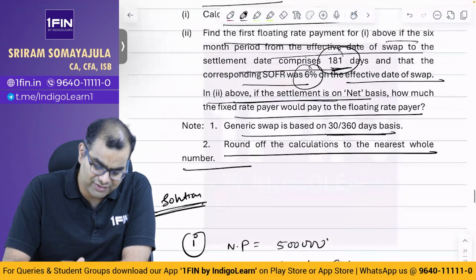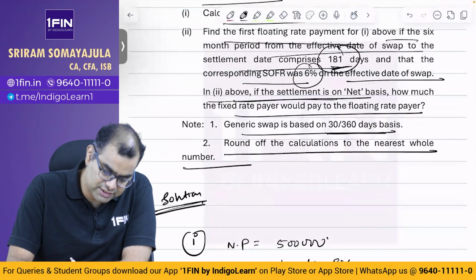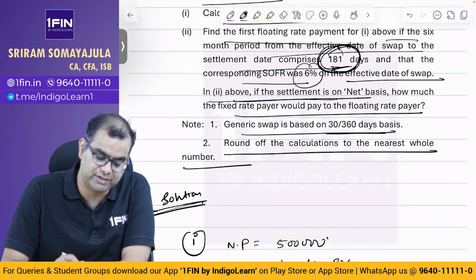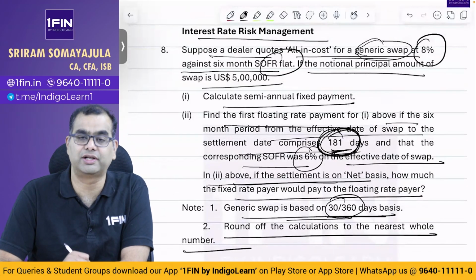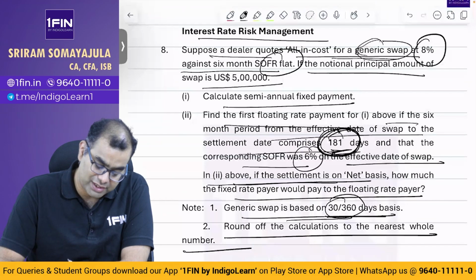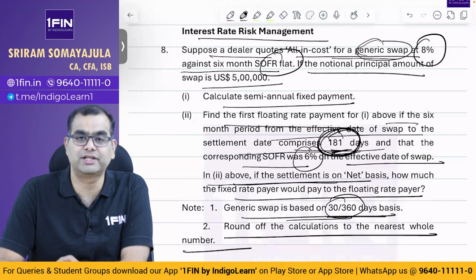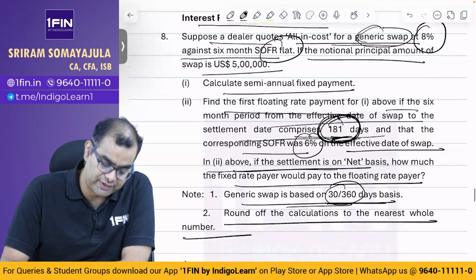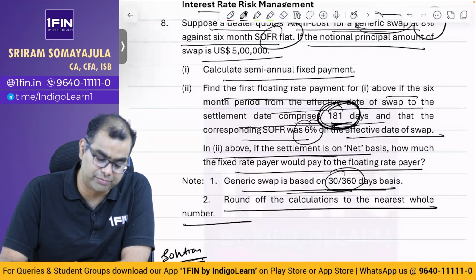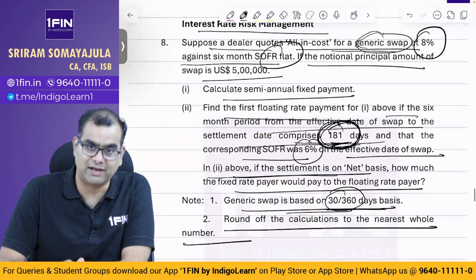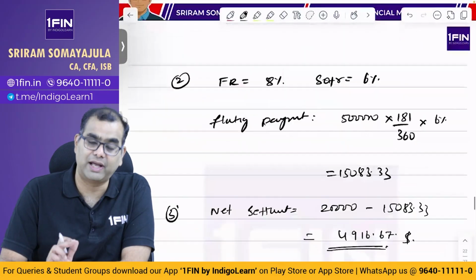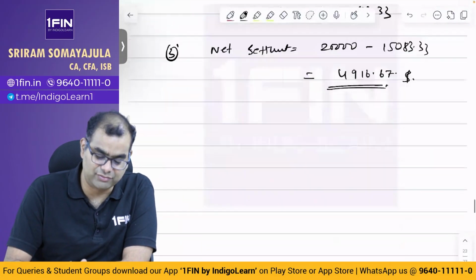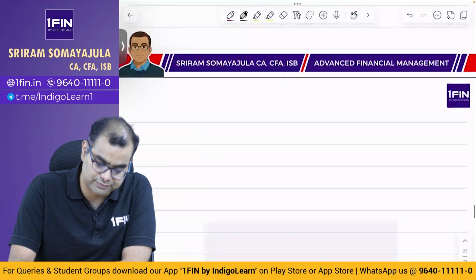I mean, the first time when I read it, I was wondering what it is. The whole trick is in this 181 days. Why are we taking only 181 days? Ideally, for those 6 months also, they should have calculated on 30 by 360. But here they have said it comprises 181 days. So this is the indication that you have to use the 181 days there. Whereas for the fixed rate payer, it would be 8% for half a year, and for the variable rate payer, it will be 6% for the actual number of days. Slightly twisted and weird, but anyway, that is what it is.